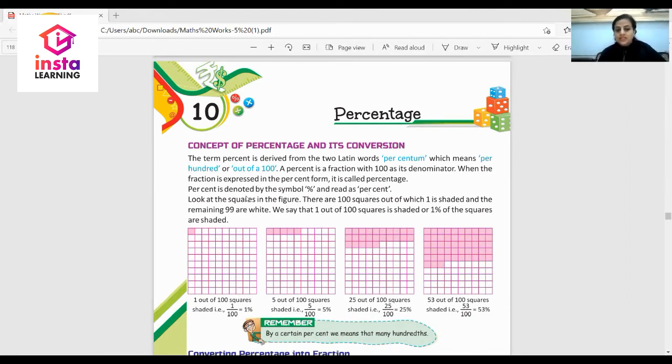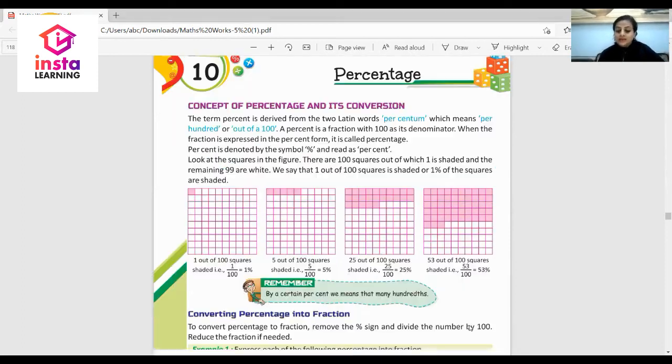The percentage symbol is denoted by two small circles and one slash, read as percent. Look at the squares in the figure. There are 100 squares, out of which one is shaded and the remaining 99 are white. We say that 1 out of 100 squares is shaded, or 1% of the squares are shaded. Here 5 out of 100, so 5 upon 100, it is 5%. 25 upon 100, it is 25%. 53 upon 100, it is 53%.